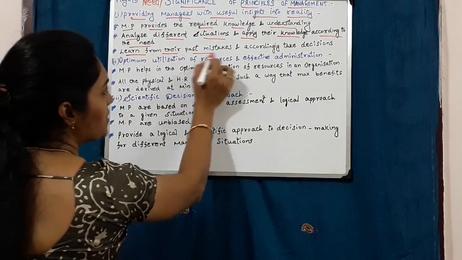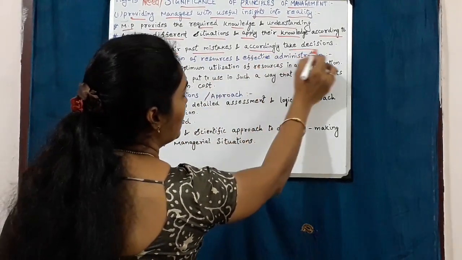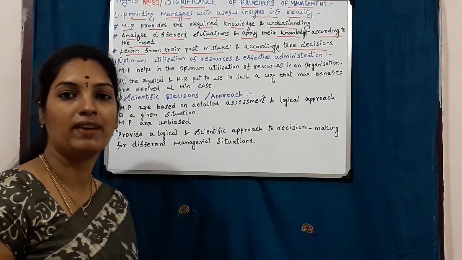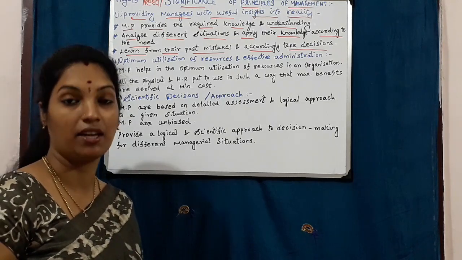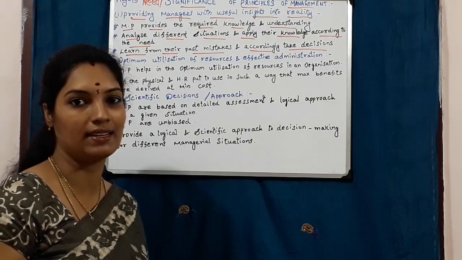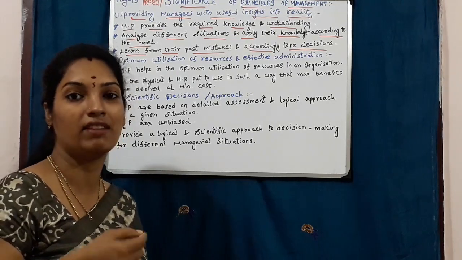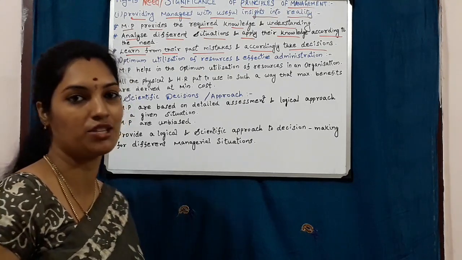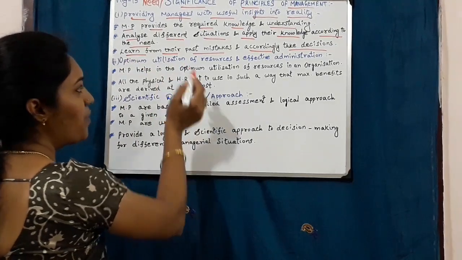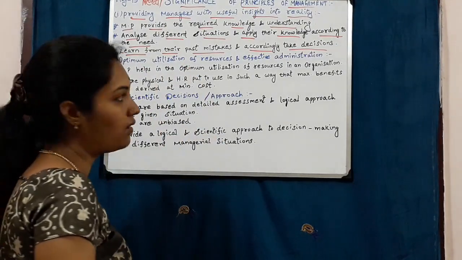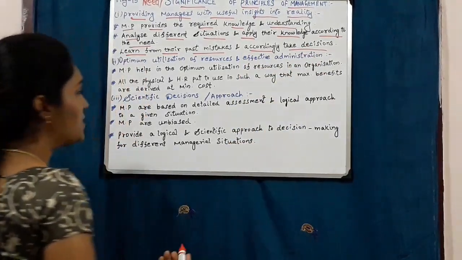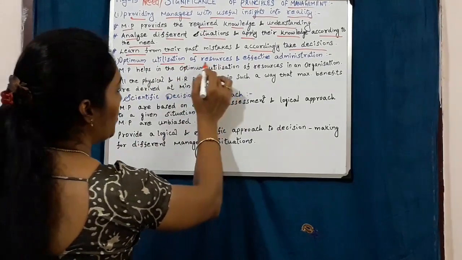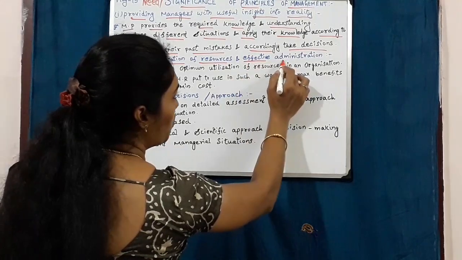Learn from their past mistakes and accordingly take decisions. It's a propensity of any human: they always learn from their past mistakes. If we say don't do this, they will not listen. If they commit mistakes, they will understand and then they will stop making the mistake. The same thing happens in an organization too. So the managers will learn from their past mistakes and rectify them in the future, and accordingly they take decisions in an organization.